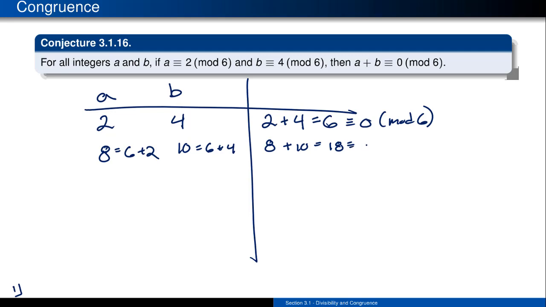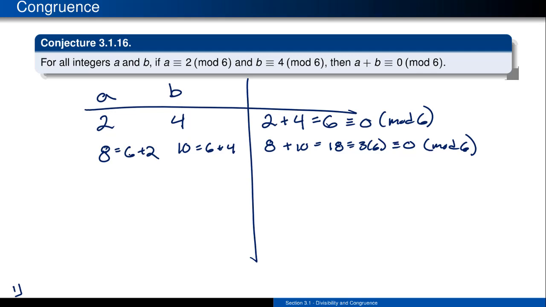The idea is that 18 is simply going to be 3 times 6. And that's where my 0 is going to come back again. So I have this idea that the number that was kicked out is going to be divisible by 6, therefore that whole sum is going to be congruent to 0 mod 6.